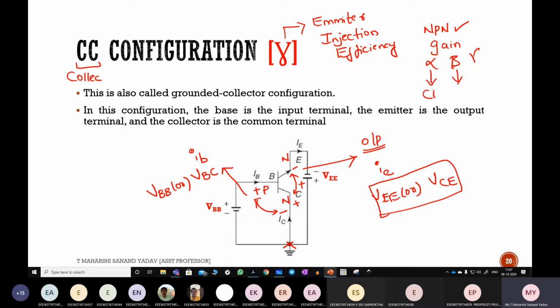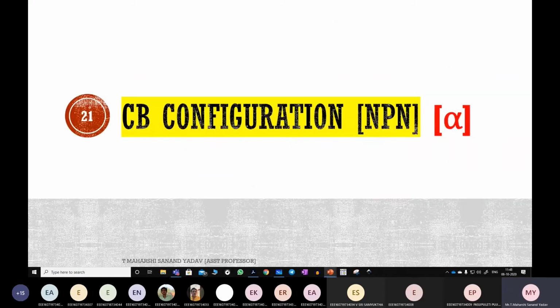Alpha is for common base. This is for common emitter. This is for common collector. This is a thing which you need to know till now. We shall see in depth all the types of configuration.